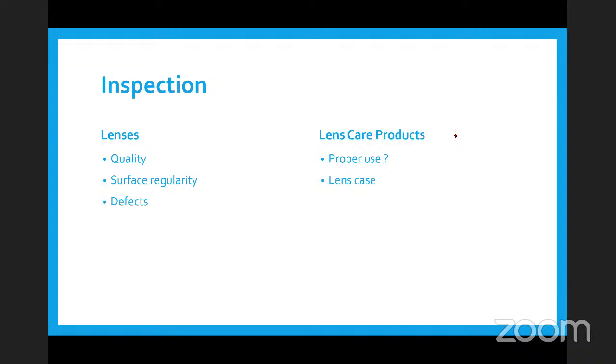And the next thing, you also have to inspect the lens care product. Are they using the lens care product properly? And inspect the lens case. Now, this is the thing which normally we forget. We forget about the case. When it comes to lens care products, people are only concerned about the solution, but the lens case is utmost important as well. And if you have prescribed any specific lens care products such as hydrogen peroxide or protein removal tablets, you also have to look at them carefully and see whether the patient is using them properly or not.